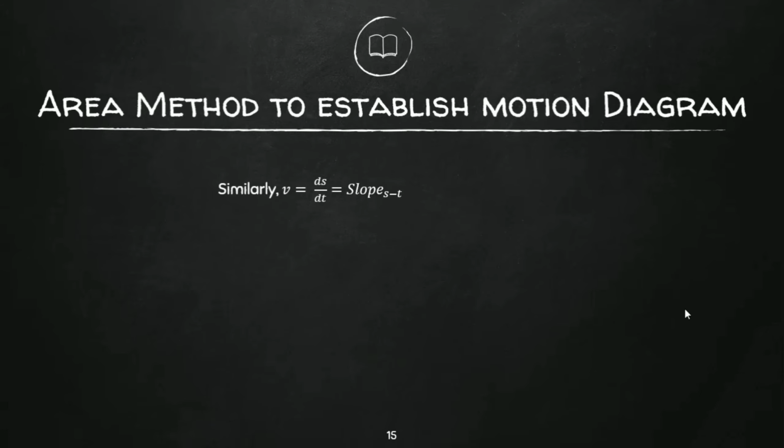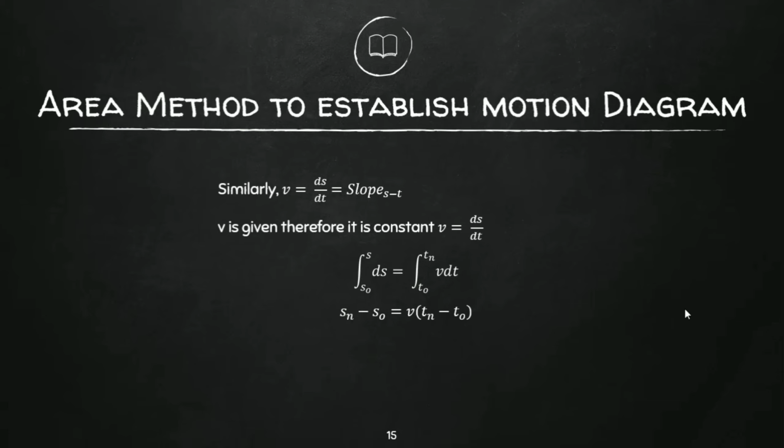Similarly, you have V is equal to ds over dt, that is equal to the slope of the ST diagram. V is given, therefore it is constant. V is equal to ds over dt. Doing the same process, we integrate. We have Sn minus S0 is equal to the area of the Vt diagram from T0 to Tn.